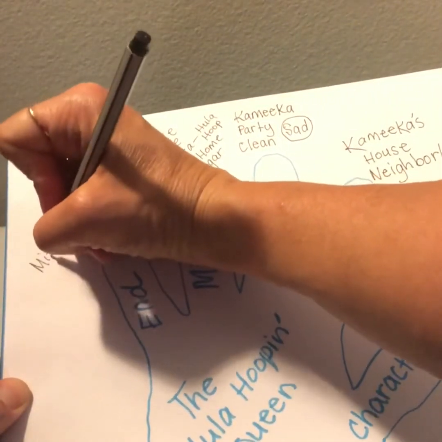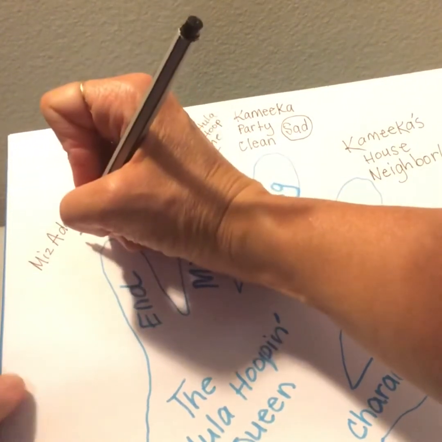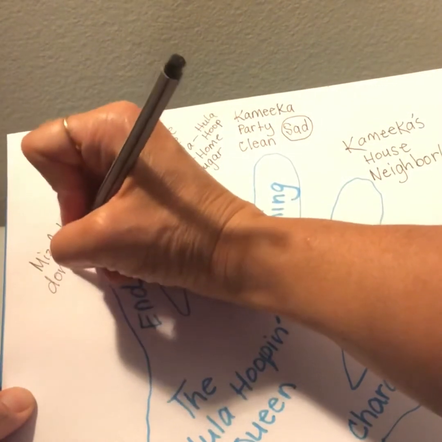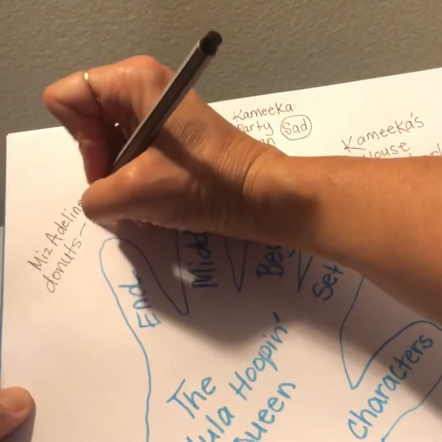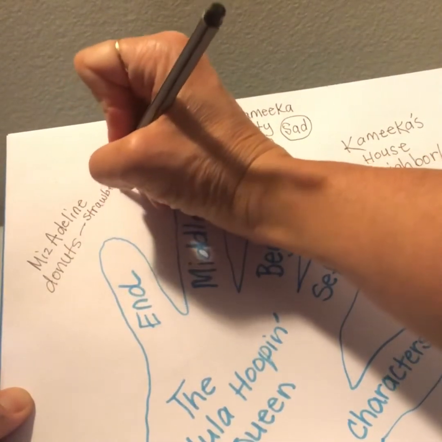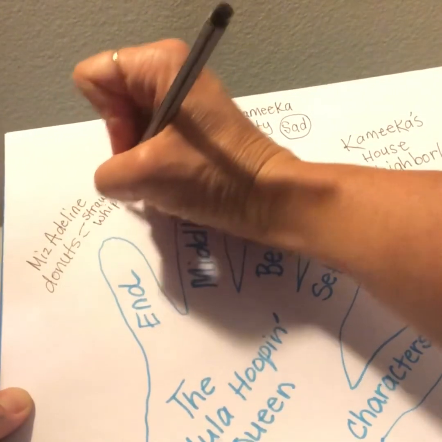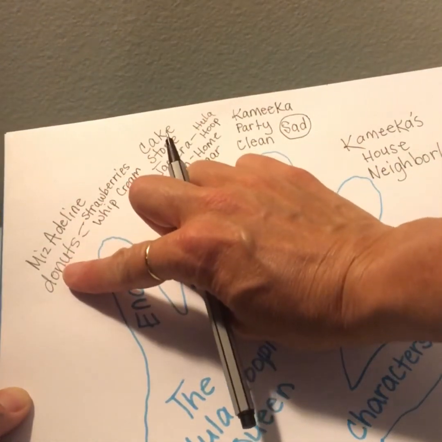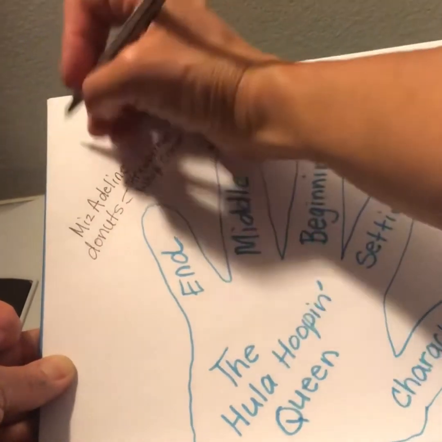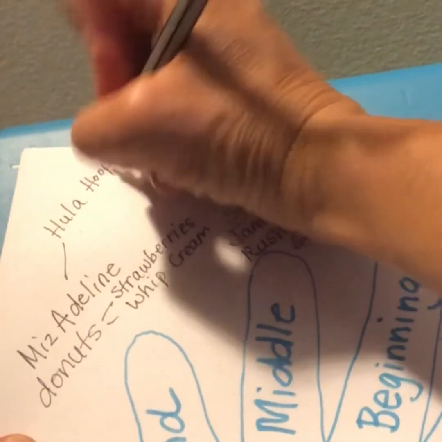Miss Adeline and everyone is at the house. There's no time to rebake the cake, but someone has brought donuts. And Kamika finds out that Miss Adeline loves strawberries, and there's some whipped cream. So Kamika puts strawberries and whipped cream on a chocolate donut, and Miss Adeline is so happy. They also begin to hula hoop because Jamira and a bunch of other friends are at the party.